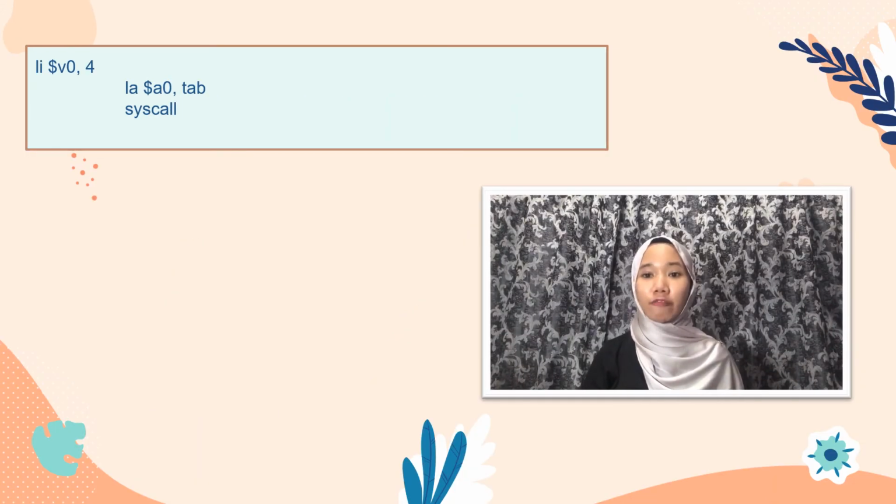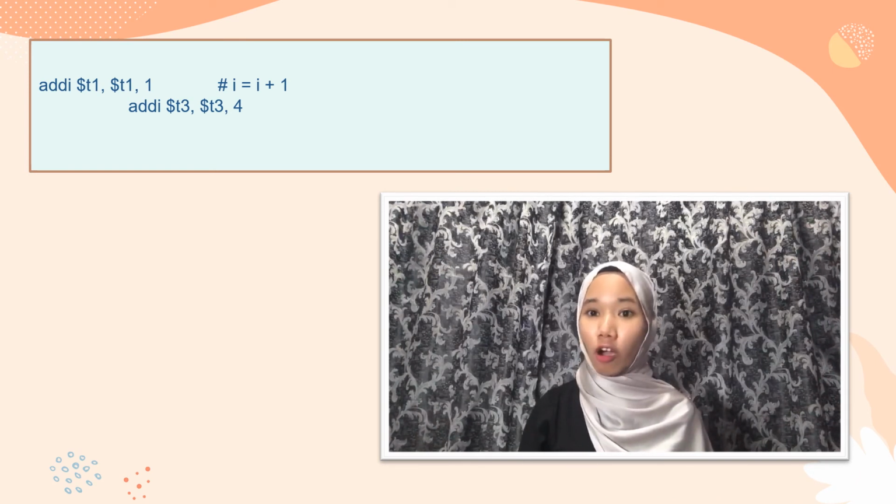Then, it will load immediate the value of 4 into $V0. To print the string, we will load the address of the type variable, which is \t, an escape character, to go to the next space and print to the console or screen. And here we add immediate the value of 1 into register $t1, which is $t1 equals $t1 plus 1 in MIPS assembly language, compared to C++ programming language where we know it as I equals I plus 1. This is basically to update the number's position. We move forward 4 bytes of the integer to go to the next position of the numbers.